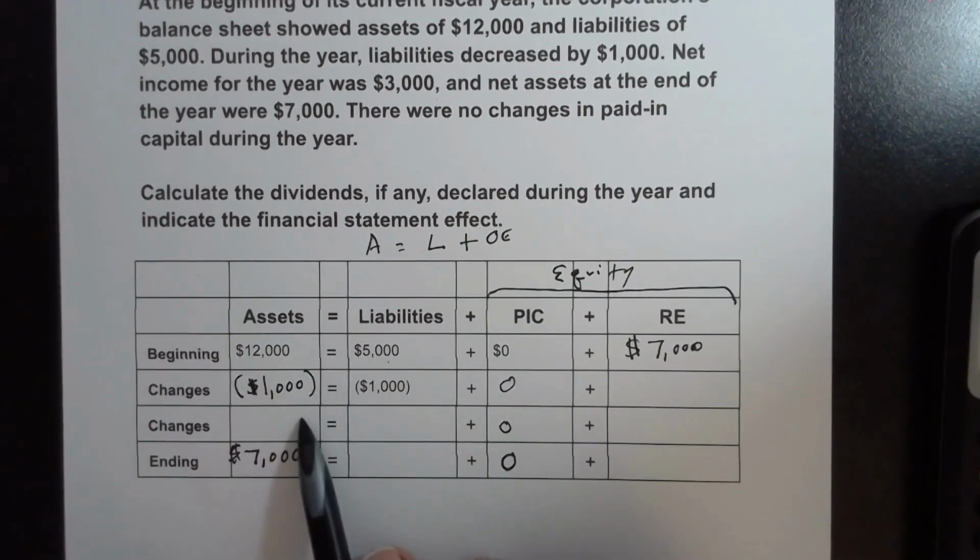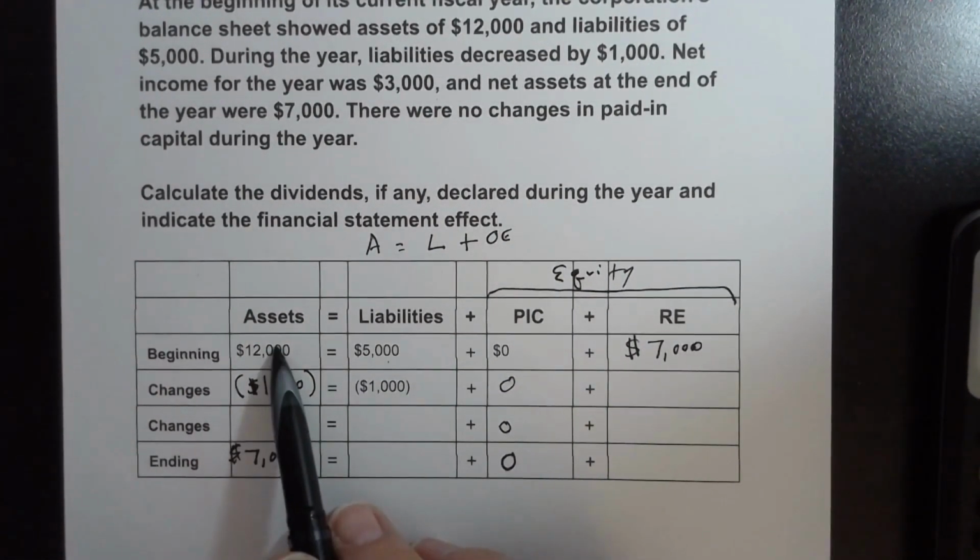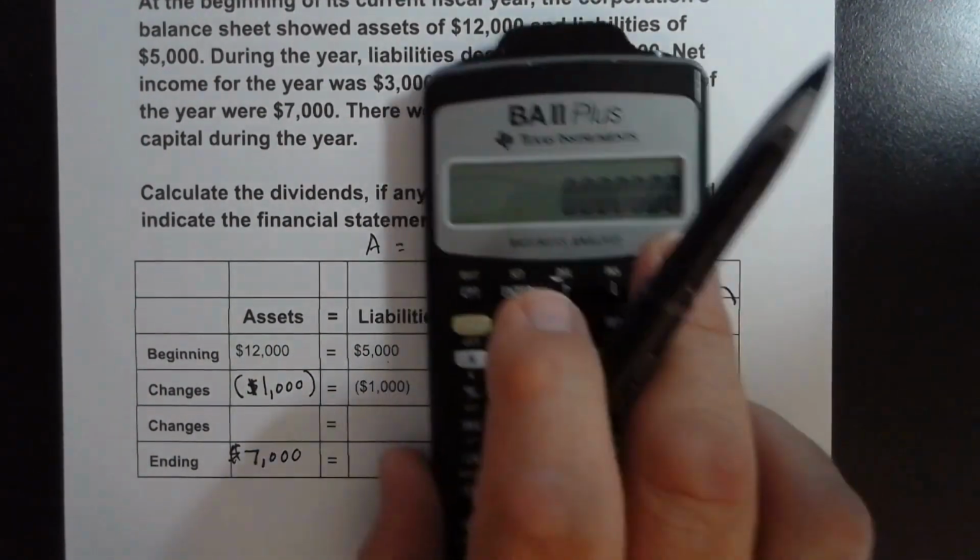Can we figure out the final change here for the assets? Sure, we can, because it's going to be the difference between the 12,000. So we start out with 12,000.